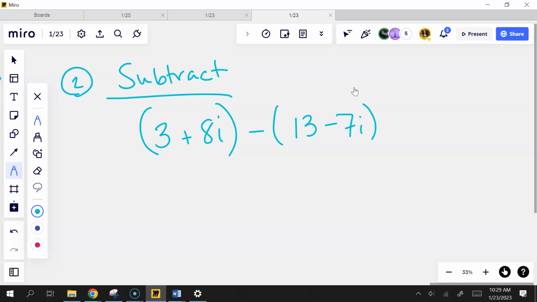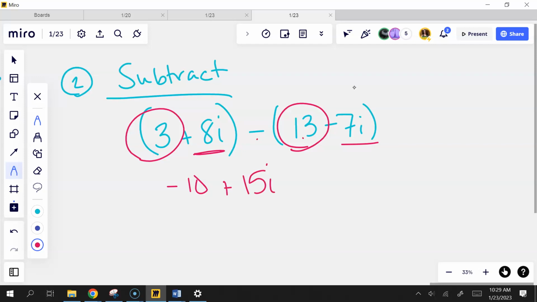So remember when you subtract, I'm subtracting everything in parentheses. Some of you learned change everything kind of situation, and you can do that. Or you can say, I just know that I need to subtract my real number parts. So 3 minus 13 is negative 10. And then 8i minus negative 7i. Okay, so if you like, distribute the minus and then combine like terms.